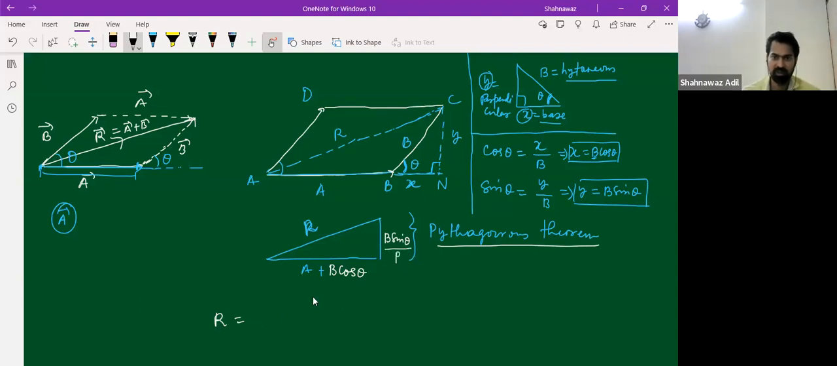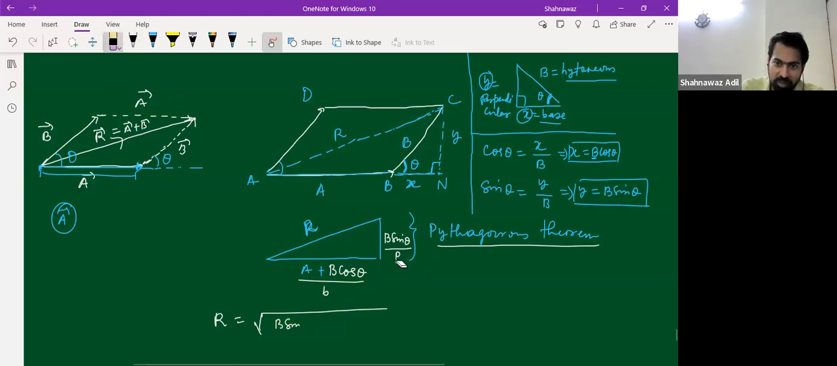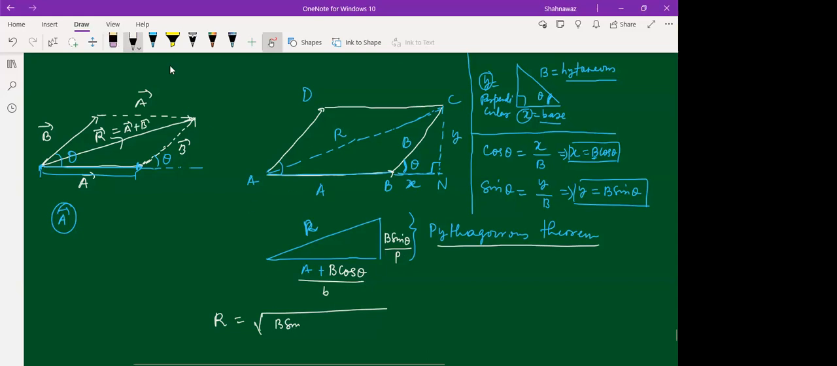Perpendicular, base. No hesitation, guys. Whether the answer is wrong or correct, don't think about that. Just tell me what is coming to your mind. Rishita, what would be this R from the Pythagoras theorem? Root of b sine theta plus p whole square. No, this is not p. I am writing this. This is perpendicular, and this is base.